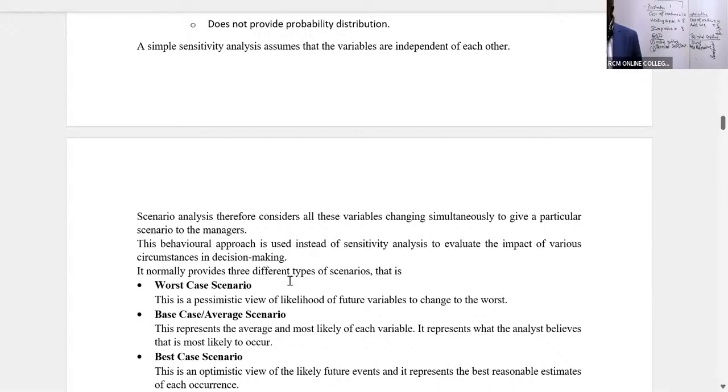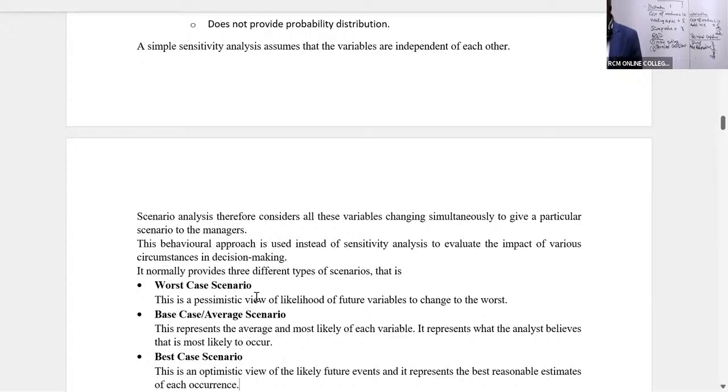It normally provides three different types of scenarios. That is the worst case. This is a pessimistic view of the likelihood of future variables changing to the worst. So if I'm going to get into this business of a college, what if I will not be able to get even one student in the very worst case situation? How will my NPV look?